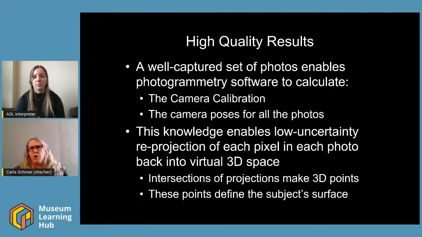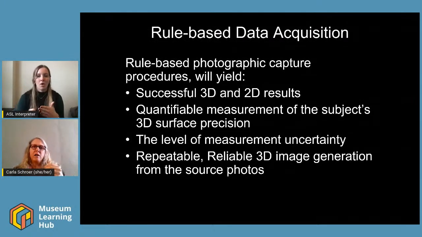In order to get the kind of high quality results that I've been talking about, we really need to follow a set of rules about how the images are collected, how our camera is set up. If we do that, that's going to allow us to get very high precision, low uncertainty data for the results that we can actually quantify and talk about. If we follow that set of rules, we can get 3D and actually correct, perspective corrected 2D outputs. We can quantify the measurement, and we can create repeatable, reliable images that can be preserved for others to use and to reproduce our work.